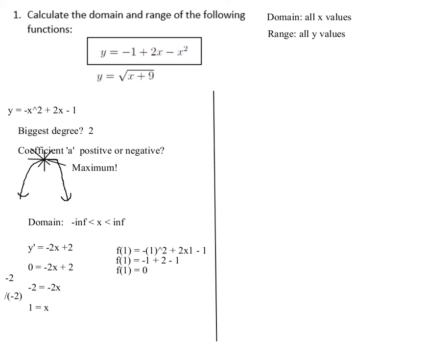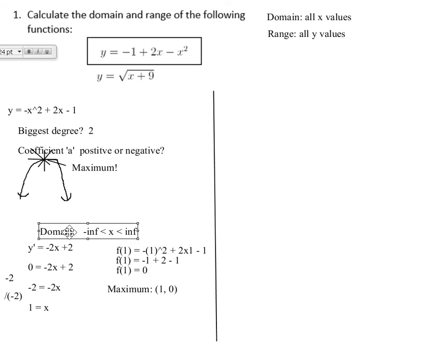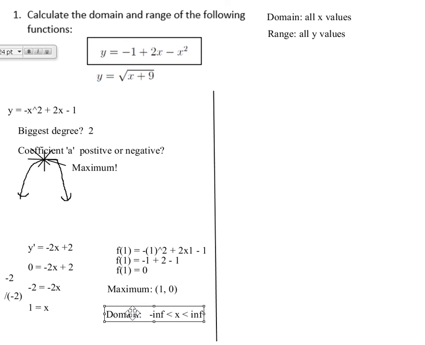All right. So the turning point, or the max, is at y equals 0, and if that is the case, the range is y less than or equal to 0. Now, does that make sense to you?